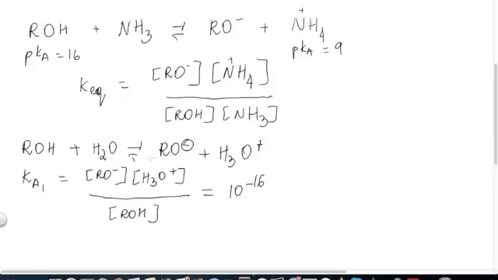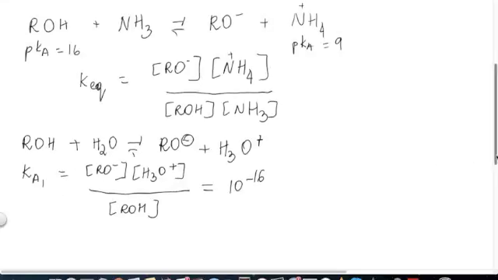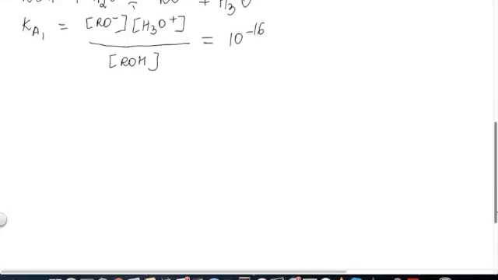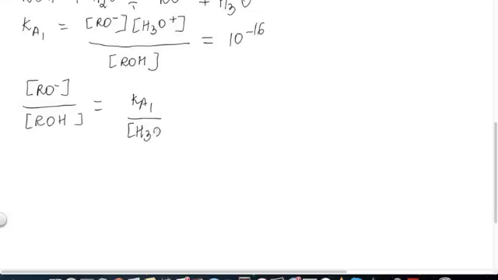Now notice that what we're interested in is the ratio of alkoxide to alcohol, which we can easily express from here. We can then say that RO minus over ROH, alkoxide over alcohol, is equal to Ka1 divided by concentration of hydronium.